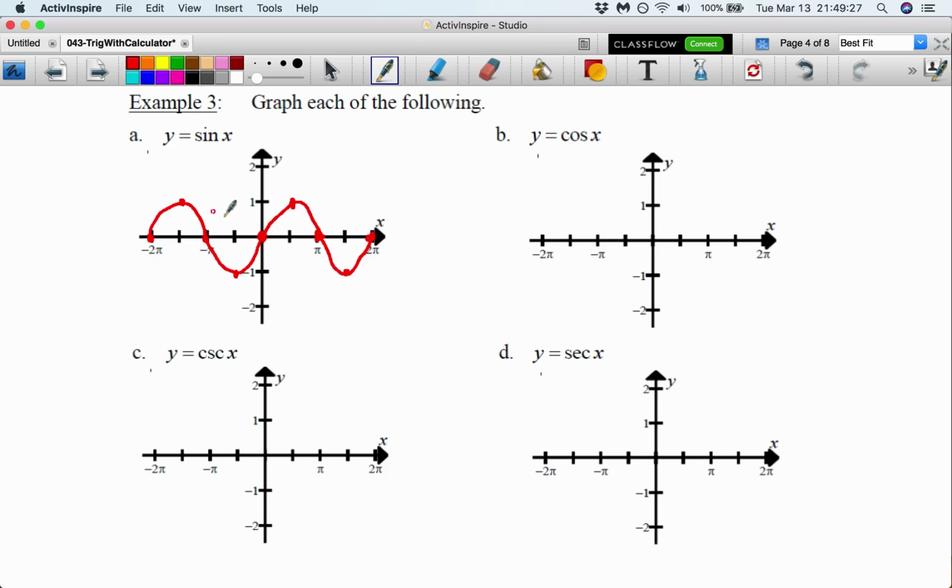Easy peasy. Let's hope cosine looks nicer. Cosine of 0, 1. Cosine of pi over 2, 0. Cosine of pi, negative 1. If you can't say it this quickly and this confidently, that's a bad sign. Cosine of 3 pi over 2, 0. Cosine of 2 pi, back to 1. And it works its way backwards like this.